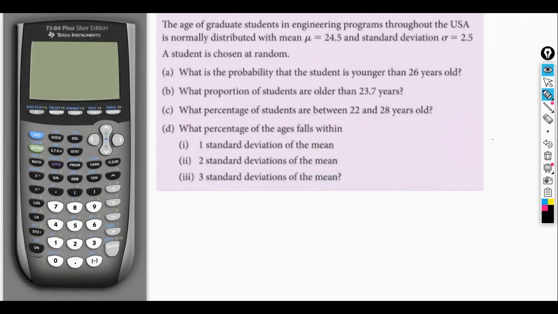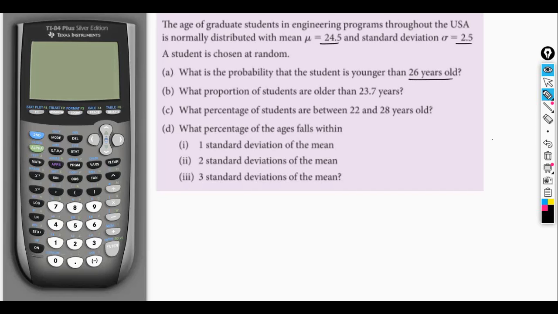We continue with example 12.12. And it says, the age of graduate students in engineering programs throughout the USA is normally distributed with mean 24.5 and a standard deviation of 2.5. A student is chosen at random. Part A, what is the probability that the student is younger than 26 years old?